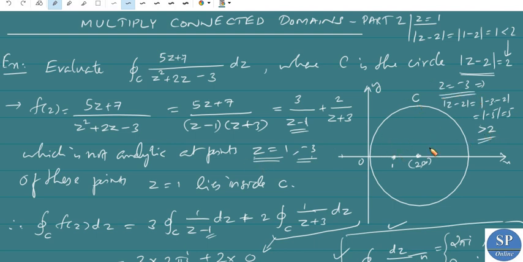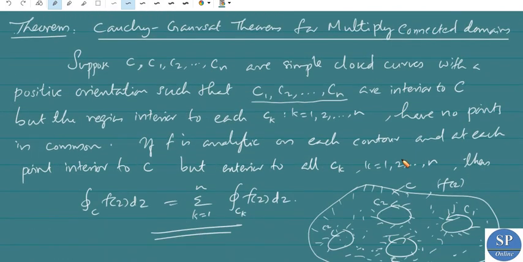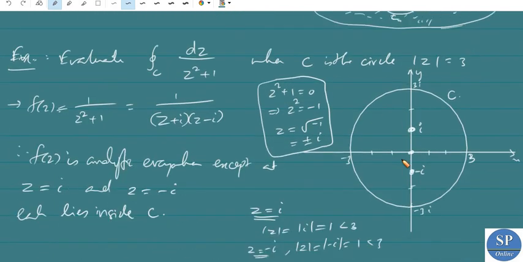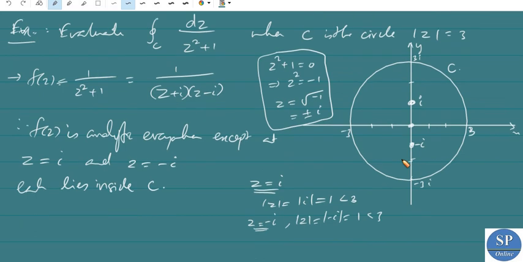Okay, or you can just draw the picture and locate the points, and we can find the points at which they are inside C or not. Okay, so in this example we all know that z is equal to I and z equal to minus I lies inside C.